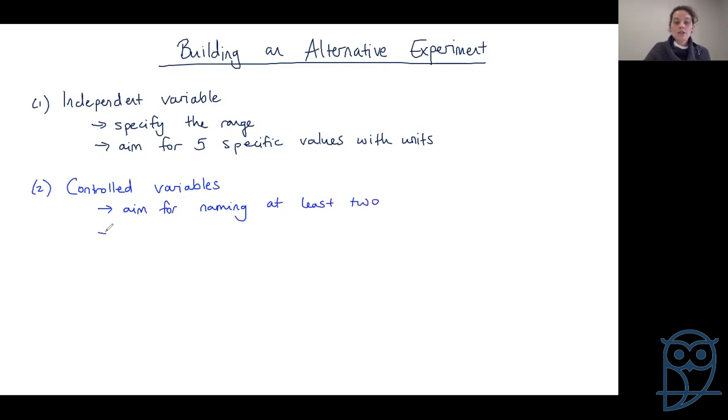And you want to give details on how we would control them. How are you going to control temperature in your experiment? How are you going to control pH? This is now going back to that lesson that we did all about different types of variables. So, controlled variables: how is each variable controlled?